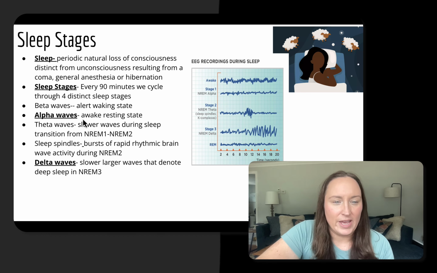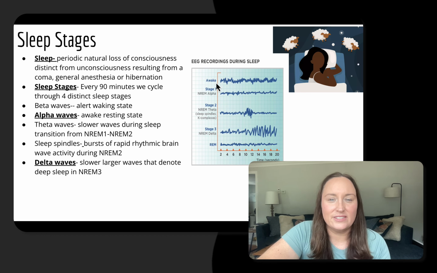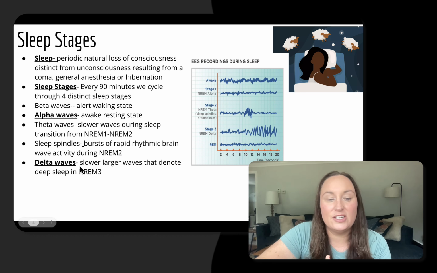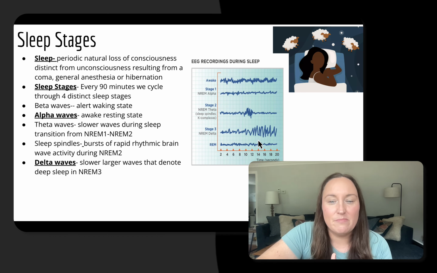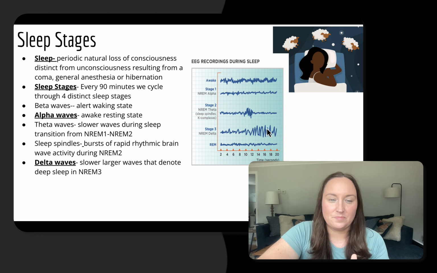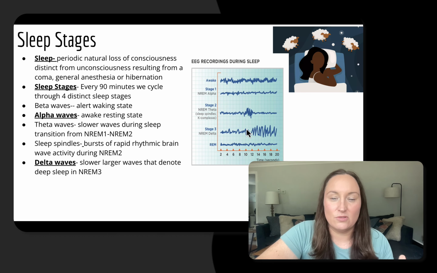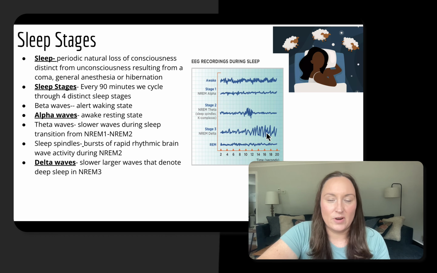So alpha waves are the awake resting state. So you see these are alpha waves right here. And the other one that you need to know, there are other names, but the other one you need to know are delta waves, which are the deepest sleep. So those are the big waves that you see to show the deepest sleep. And in deep sleep, that's where physical growth happens, this restoration of cells. So many important things happen at all these different stages.